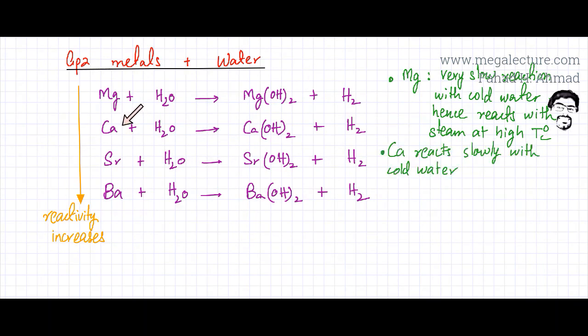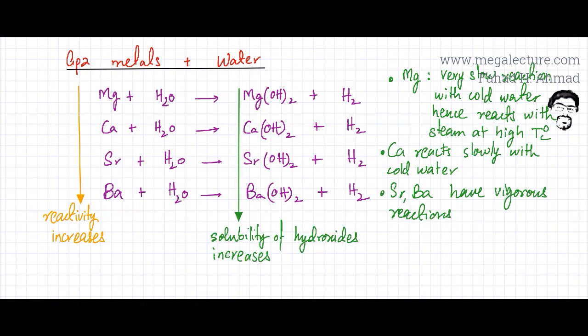As you move down the group, calcium, on the other hand, reacts slowly with cold water, but the reaction is still noticeable. It's noticeably faster than magnesium, so you can see a lot of bubbles being formed. So calcium will react with cold water, but it's going to be much more vigorous when the water is hot, at higher temperatures. And the last two elements, strontium and barium, are going to have vigorous reactions. Even with cold water, the reaction is going to be very fast, and you're going to see a lot of bubbles of hydrogen gas being formed.